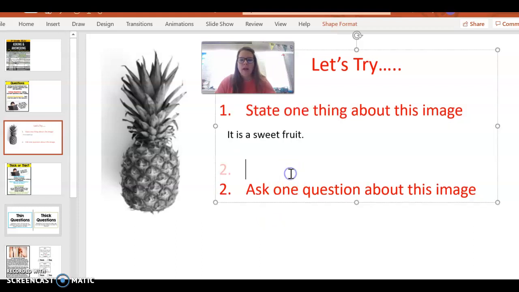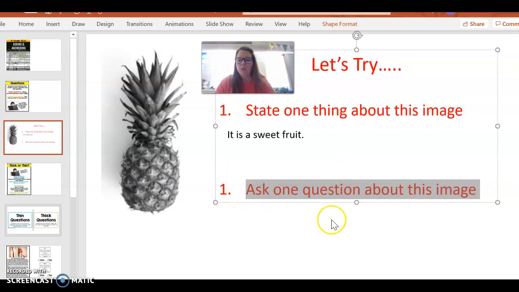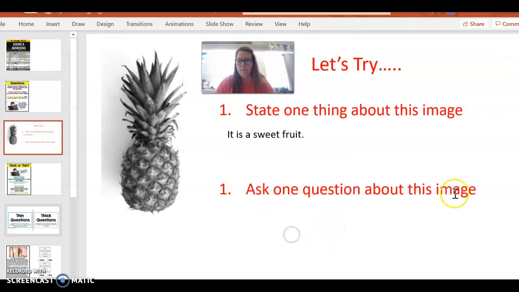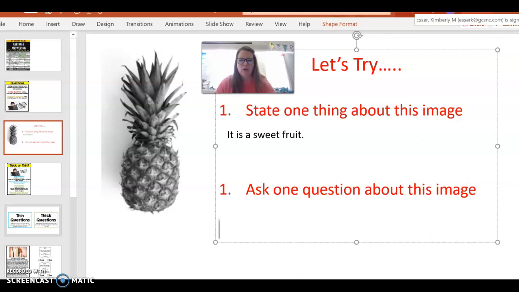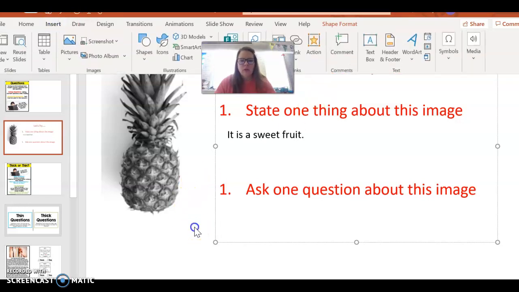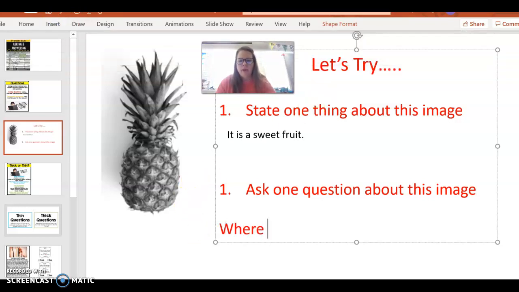Okay, all right, and then over here it says ask one question about this image. Okay, so one question. I wonder where it grows. Does it grow in a tree? Does it grow in a bush? I don't know. Okay, so I'm going to type that here. I'm going to say, where does it grow? That would be my question.